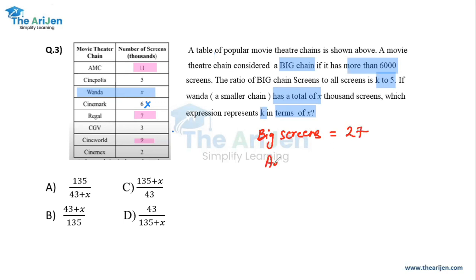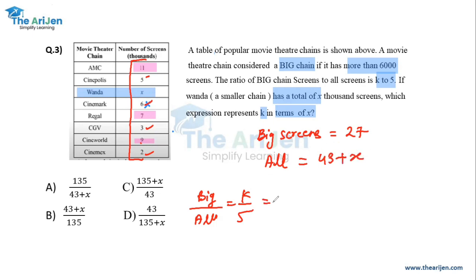Okay, and the ratio of big screens to all screens is given as k to 5, right? So big to all screens is k to 5. What does all mean? All means the sum of all the values. So it is 27 already. The three values are 27. Then 27 and 5 will be 32. 32 and 6 will be 38. 38 and 3 will be 41, and 2 is 43 plus x. So that will be 43 plus x. Okay, now the ratio of this: it is 27 upon 43 plus x.